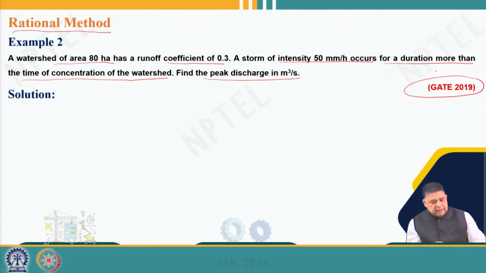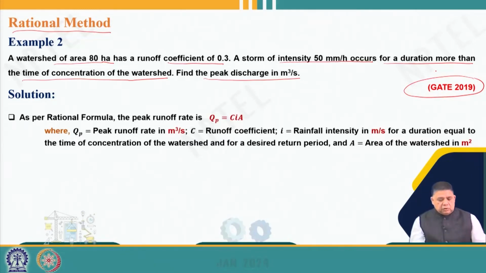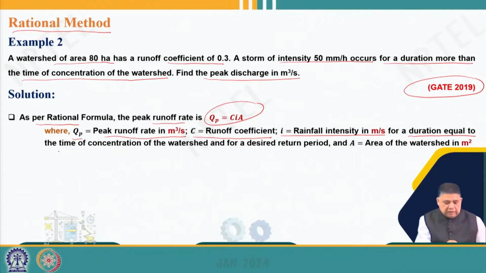This question has been taken from the GATE 2019 examination. We know that as per the rational formula, the peak runoff rate is given by QP equals CIA, where QP is the peak runoff rate in cubic meter per second, C is the runoff coefficient which we have to get from a table, and I is the rainfall intensity in meter per second for a duration equal to the time of concentration of the watershed and the desired return period.